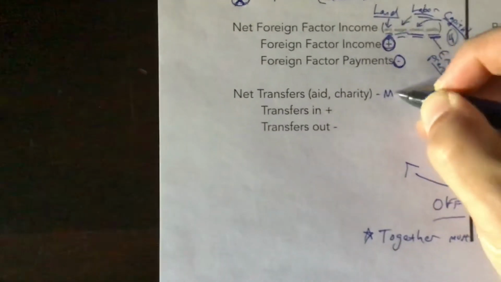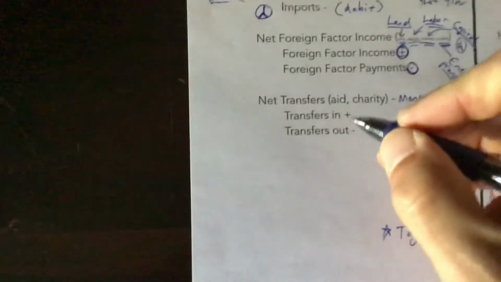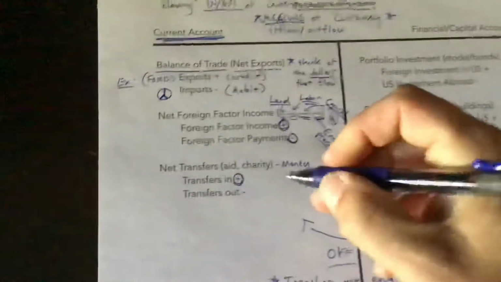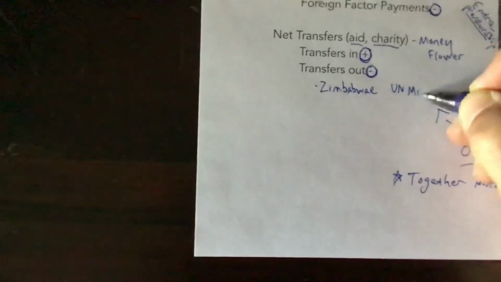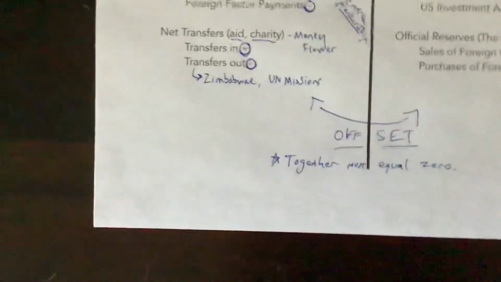That is money flowing. So if we were to get $1 billion from China because the USA is so poor and China is helping us, that'd be a transfer in. More likely, though, since we're America and a dominant world economy, there are a lot more transfers out. A lot more charity is going to go to Zimbabwe, to Malawi, like UN missions around the world. We give tons of money around the world. So more likely that would be a minus for the American balance, okay?